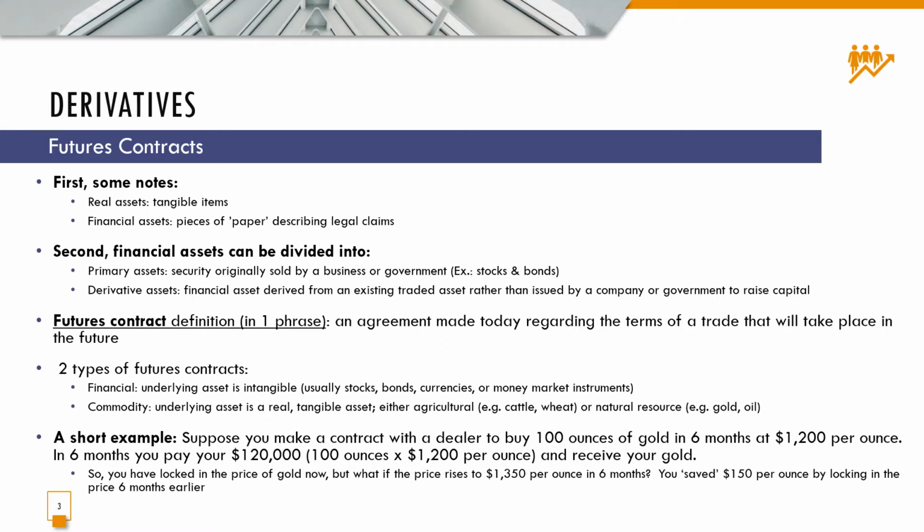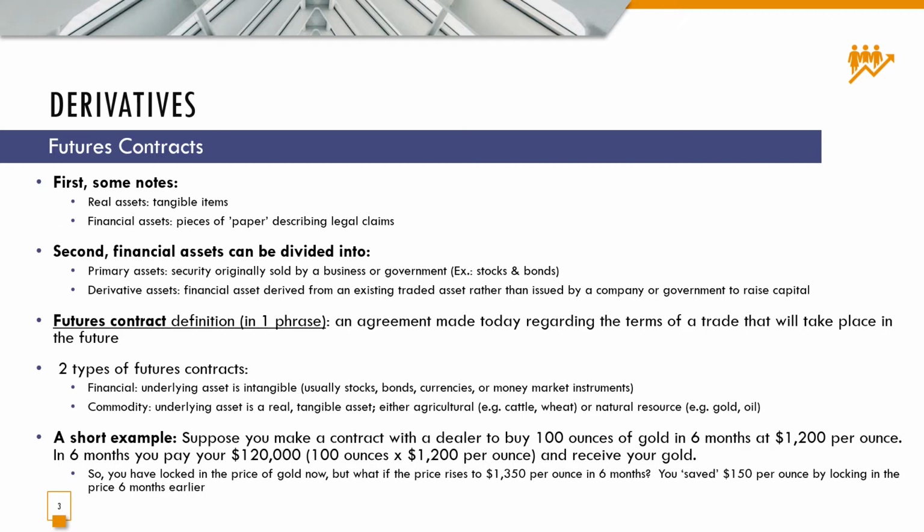A futures contract, defined in one phrase, is an agreement made today regarding the terms of a trade that will take place in the future. There are two types of futures contracts: financial, where the underlying asset is intangible, usually stocks, bonds, currencies, or money market instruments; and commodities, in which case the underlying asset is a real tangible asset, either agricultural, like cattle or wheat, or a natural resource, like gold and oil.